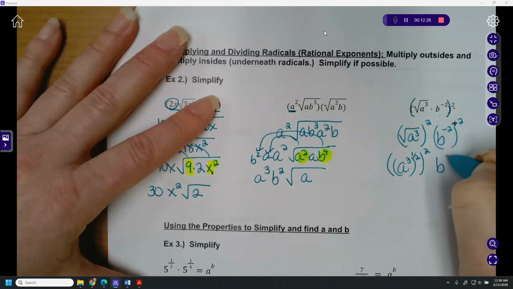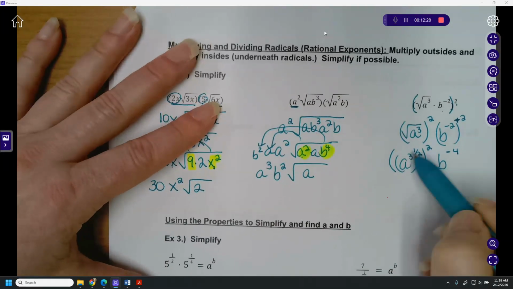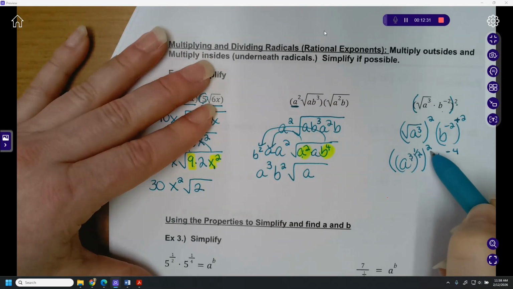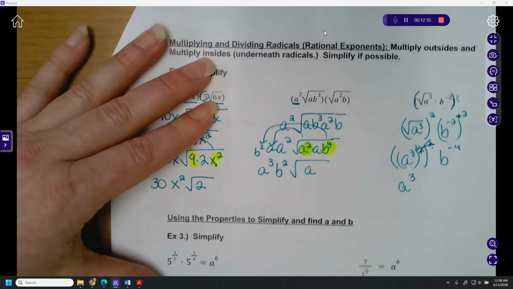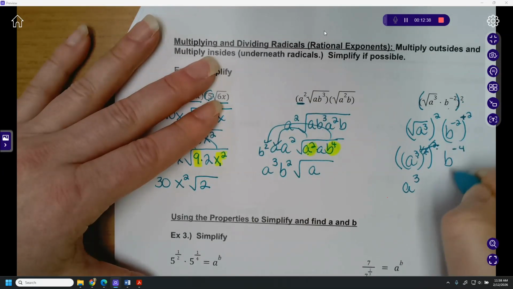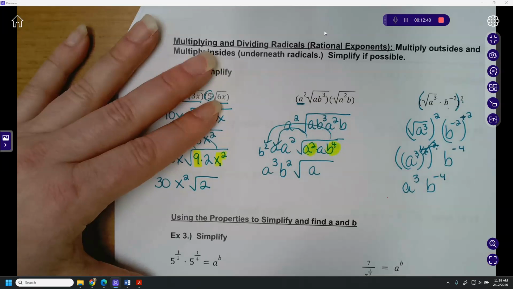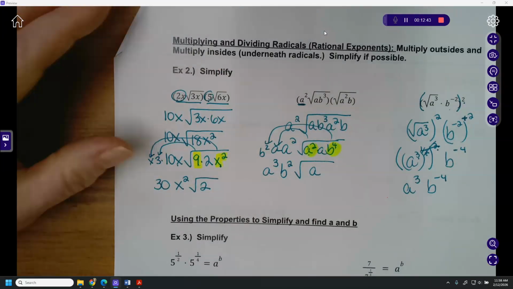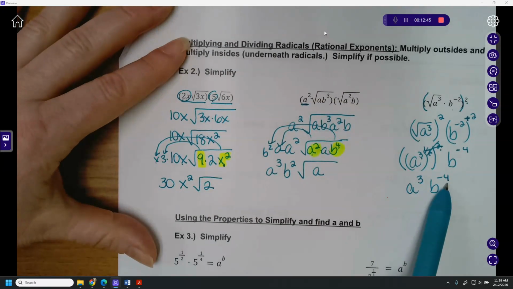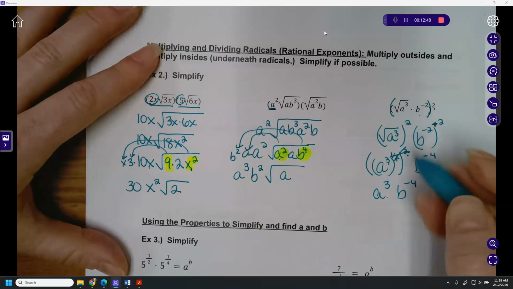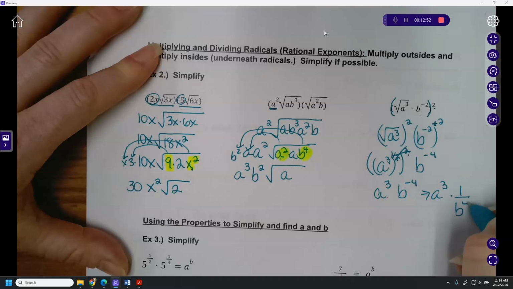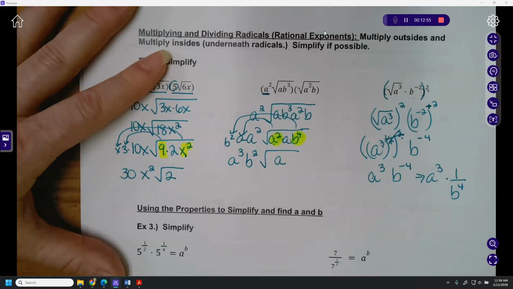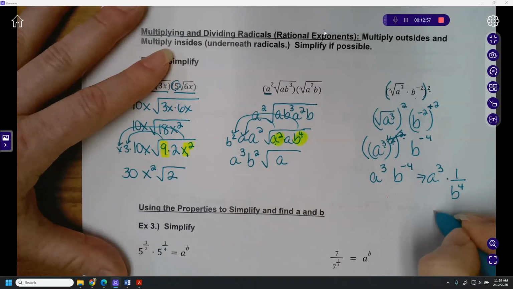Negative 2 times 2 is negative 4. What happens when I multiply 3 times 1/2 times 2 is the 1/2 times 2 cancels, and that leaves me with a to the third. We already addressed this is b to the negative fourth. One of the things we mentioned is it's not proper to have negative exponents. This b to the negative fourth is the same as 1 over b to the fourth, and so I can put it together as a to the third over b to the fourth.